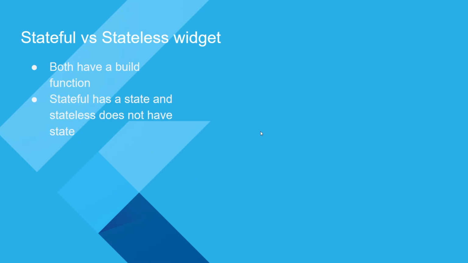A stateful widget has a state and a stateless widget does not have any state. So what is this state? A state can be thought of as the current condition of that widget. So a stateful widget can have a condition which can change over time, whereas a stateless widget will not have anything of such sort.